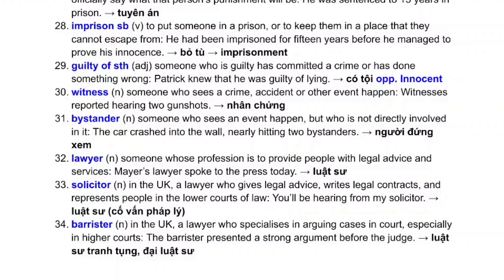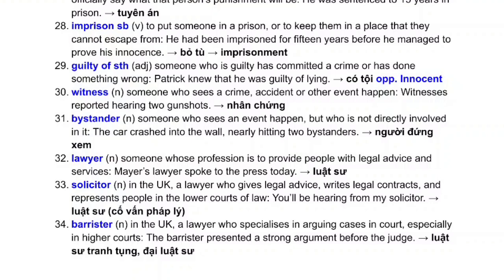Okay. Right. 32. Lawyer. Someone whose profession is to provide people with legal advice and services. Example: the mayor's lawyer spoke to the press today. 33. Solicitor. In the UK, a solicitor is a lawyer who gives legal advice, writes legal contracts and represents people in lower courts of law. Example: you'll be hearing from my solicitor.